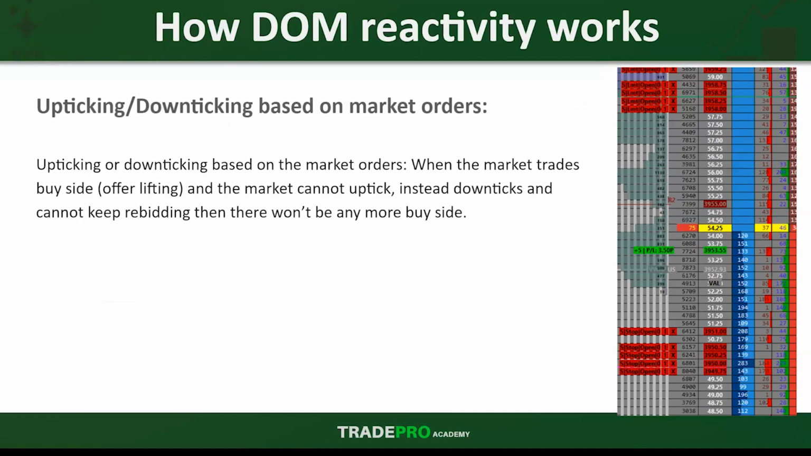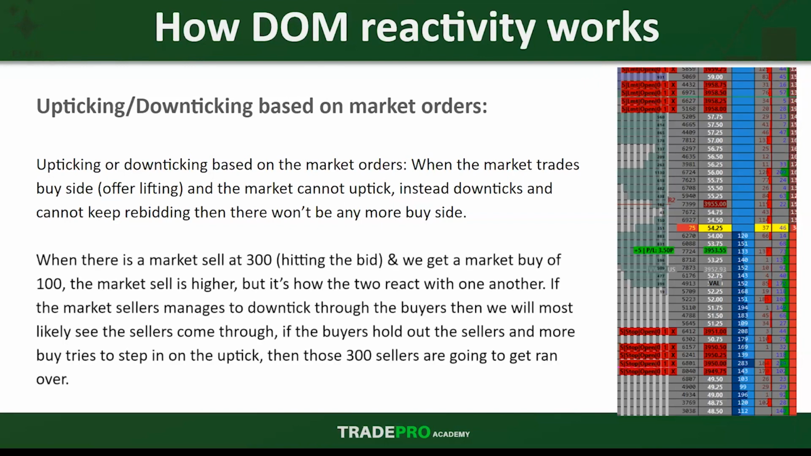Upticking or downticking based on market orders. Upticking or downticking on market orders means when the market trades buy side, so offer lifting, and the market cannot uptick, instead it downticks and cannot keep rebidding, the buy side is going to evaporate. So when there's a market sell that's at 300 contracts hitting the bid on the red side of the DOM, and we get a market buyer of 100, the market seller is higher, right? But it's how the two are going to interact with one another. If the market seller manages to downtick through the buyers, then we're mostly going to see some more sellers see this action come through and push to the downside.